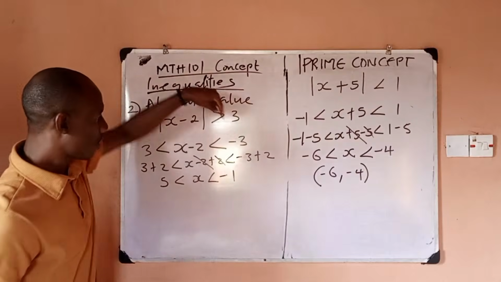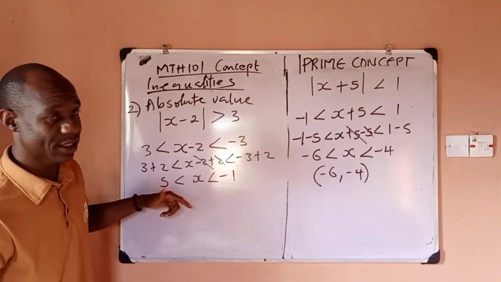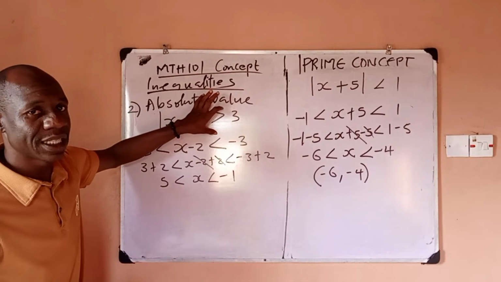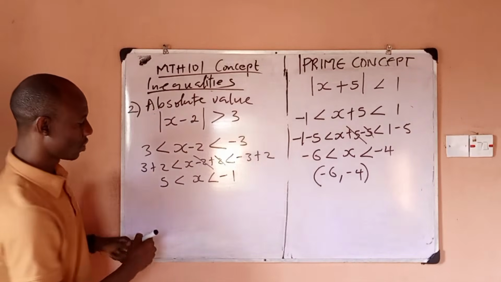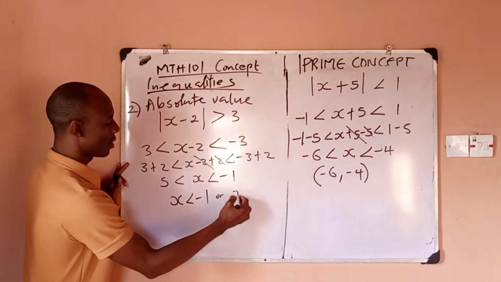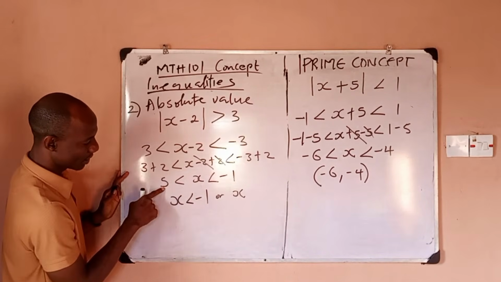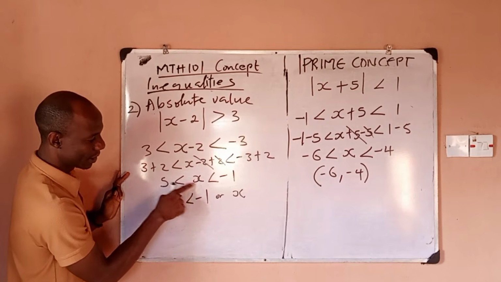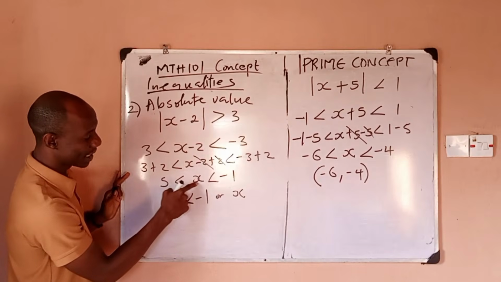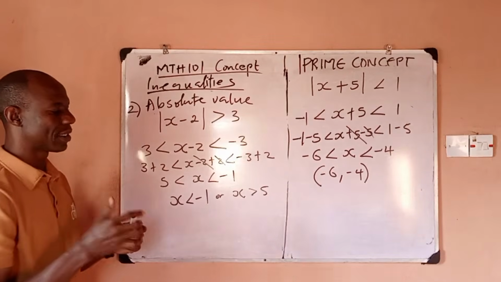Now watch. Because this original inequality is greater than, you don't leave your answer like this because it doesn't make sense. For greater than, you usually split your answer. So you would say x is less than minus 1 or x. Now watch. This is the first part, x less than minus 1. The second part is 5 less than x. If you say 5 is less than x, it means that x is greater than 5. So you can say x greater than 5. So these are the two answers we have.